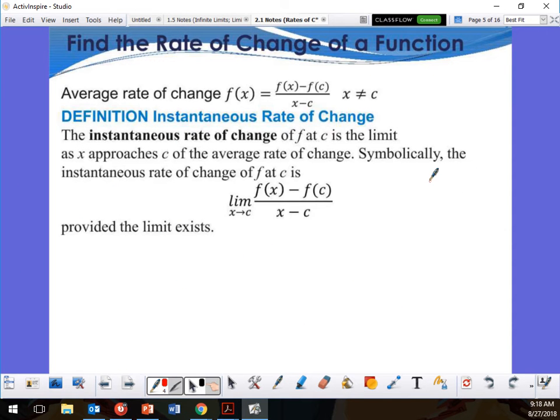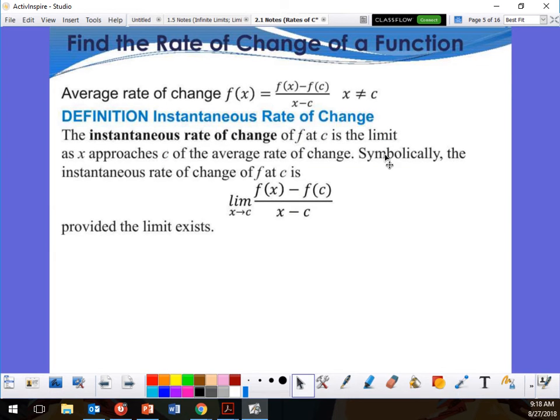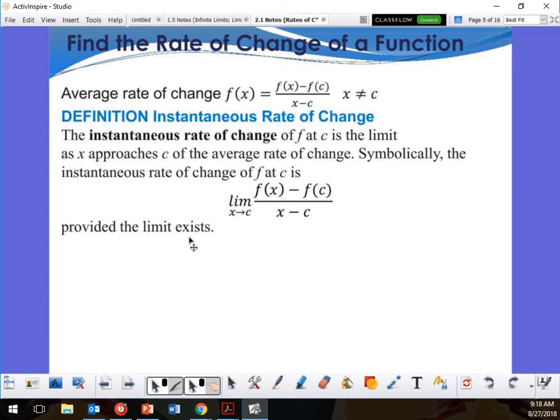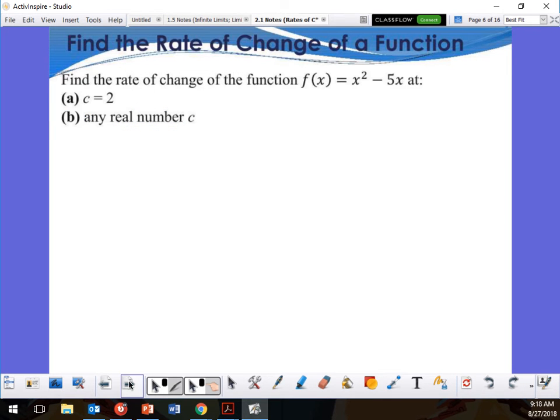Okay, good. All right. Definition, instantaneous rate of change. The instantaneous rate of change of f at c is the limit as x approaches c of the average rate of change. Symbolically, the instantaneous rate of change of f at c is the limit as x approaches c, whichever number that is, provided the limit exists. Find the rate of change of this function at here, and then at any real number.